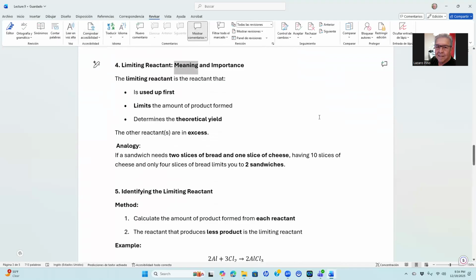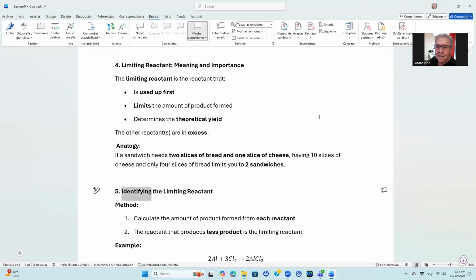Limiting reactant, meaning and importance. The limiting reactant is the reactant that is used up first, limits the amount of product formed, and determines the theoretical yield. The other reactants are in excess. Analogy: if a sandwich needs 2 slices of bread and 1 slice of cheese, having 10 slices of cheese and only 4 slices of bread limits you to 2 sandwiches.